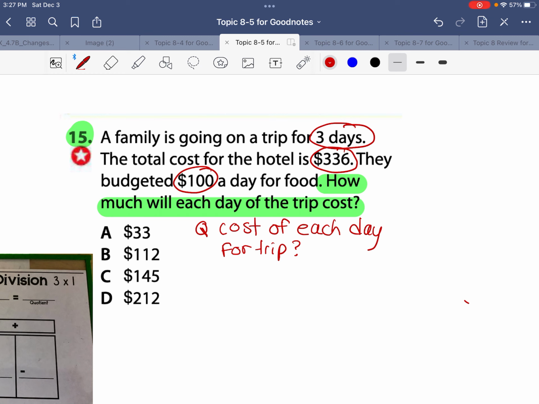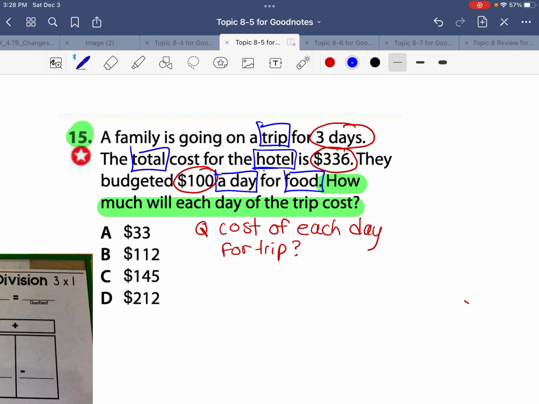Okay, I'm going to box in my keywords. So I know my total cost for the hotel, I'm going to box in hotel, is $336. I'm going to box in trip. I know the trip is 3 days long. And it says they budgeted $100 a day. I'm going to box in a day, and I'm going to box in food.